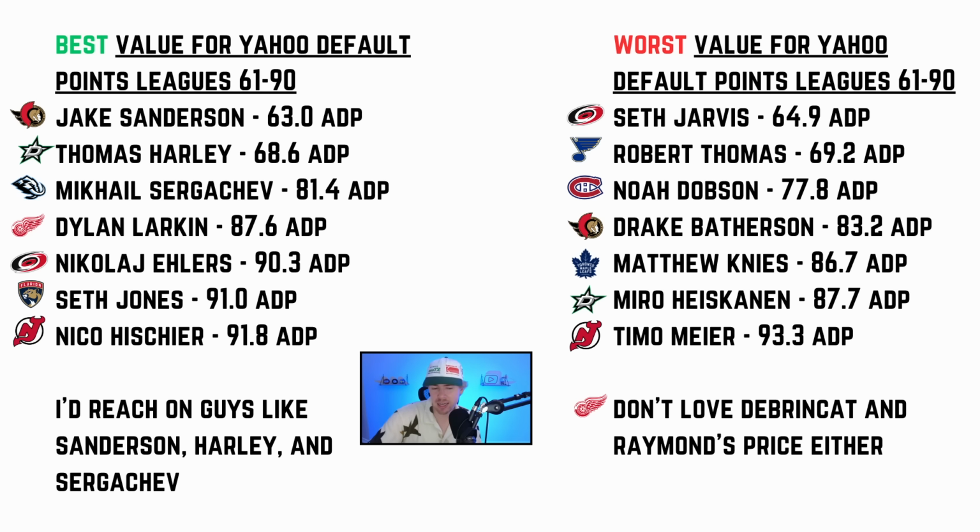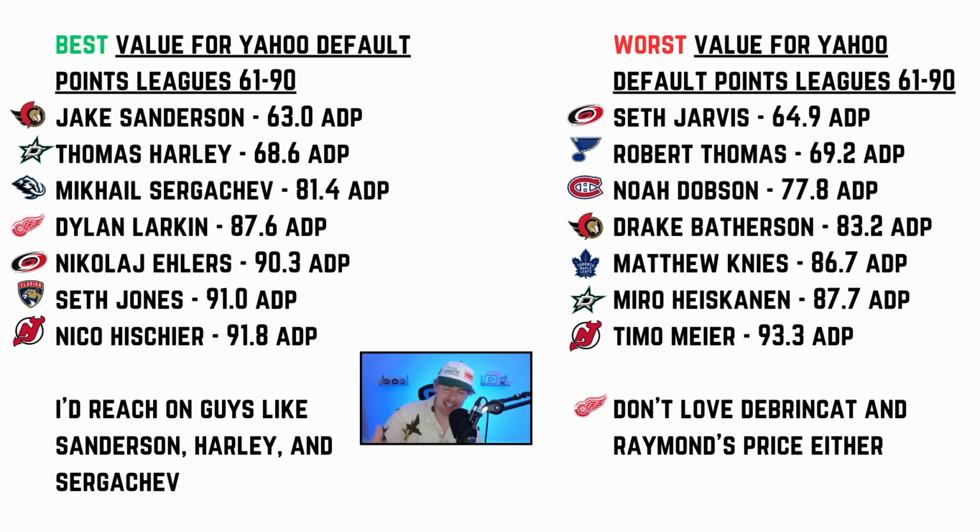Then you have Drake Batherson. Again, if your league does not count hits, you need to know your league settings and correlation to ADP. So much value later. You know, why is Mika Zibanejad going 50 picks later than Batherson? Alex Tuck is someone that comes to mind. He's going 50 picks later than Drake Batherson. It doesn't make a lot of sense. Matthew Nyes as well. His ADP is as high because of his hits, but he could be a 60 point guy, so way better value later.